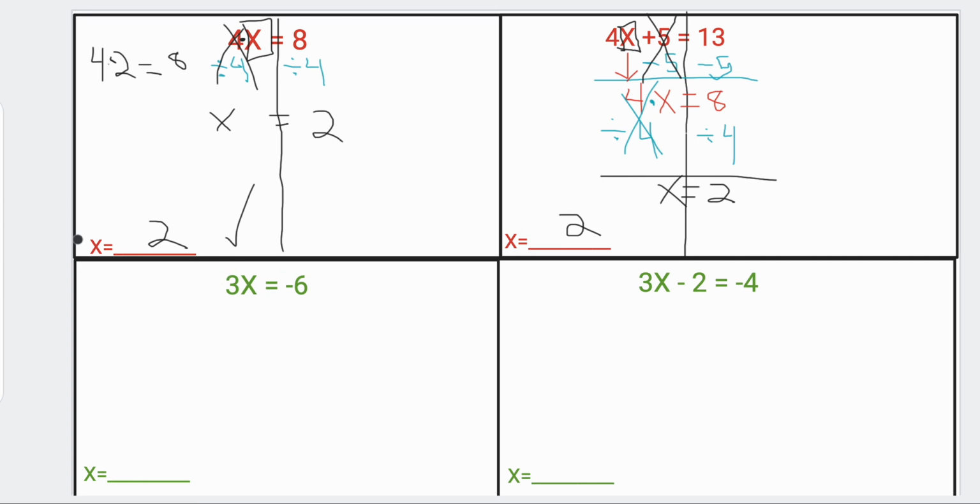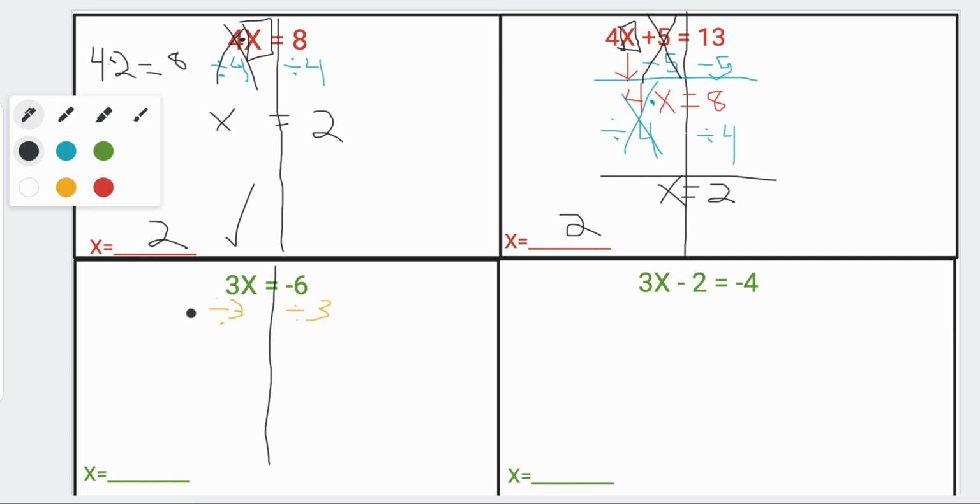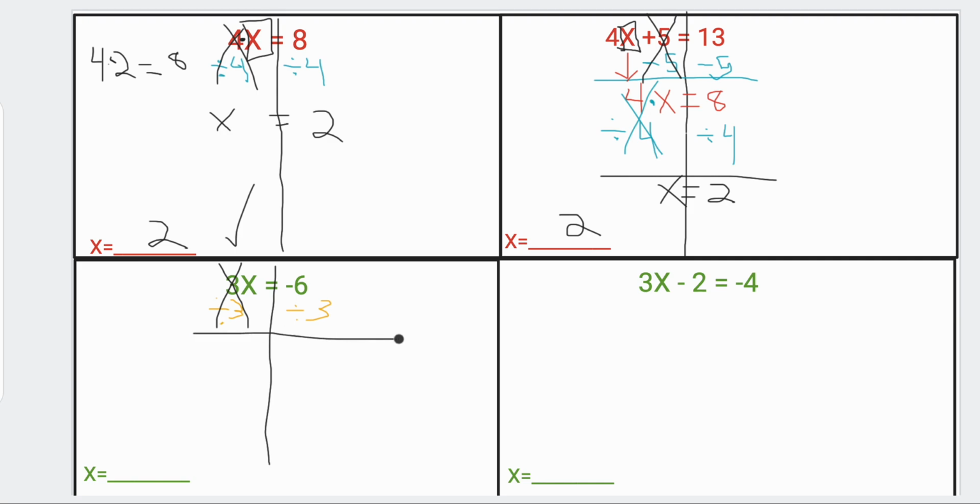Let us move on. Now here, once again, I have a one-step equation. X is being multiplied by 3. So I am going to divide by 3. And if I divide the left by 3, I must divide the right by 3. So on the left side, 3 divided by 3 is going to cancel out. Negative 6 divided by 3, use your calculator, gives me negative 2.